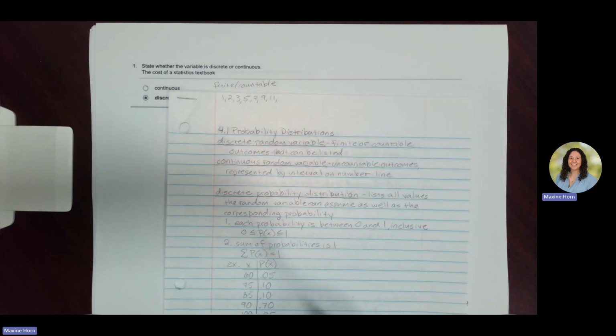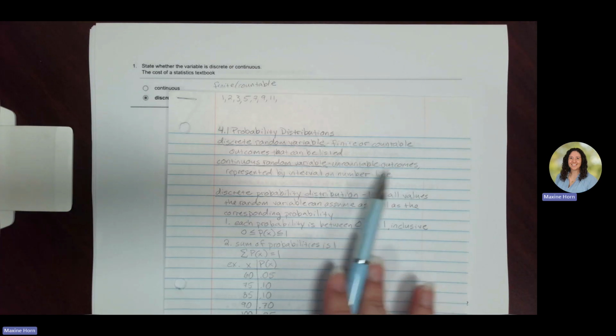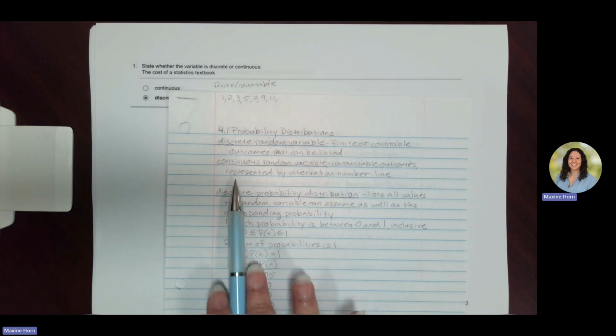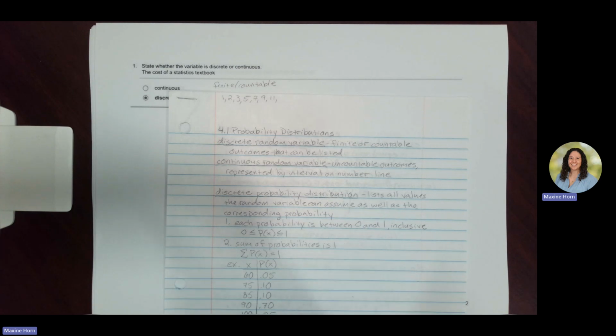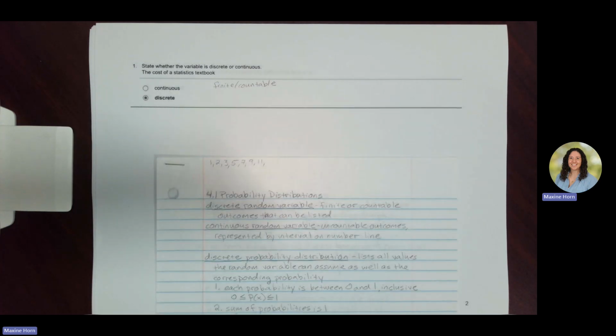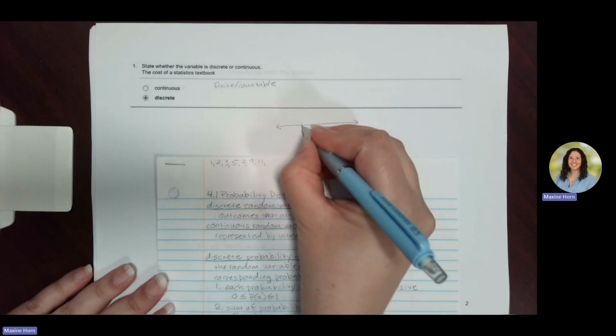Okay, an example of something that's continuous would be something that could be, well, actually, let's go ahead and pull up our little definitions here, right? Continuous random variables are, there's an uncountable number of outcomes. There's an infinite number of outcomes. It's represented by an interval on a number line. So if I said, somebody's, I don't know, blood pressure or something could be anywhere between something and something.